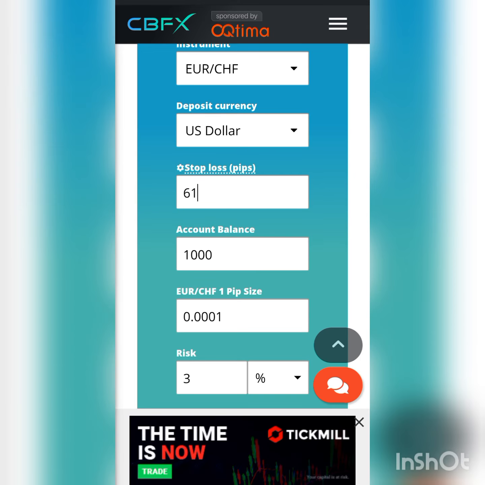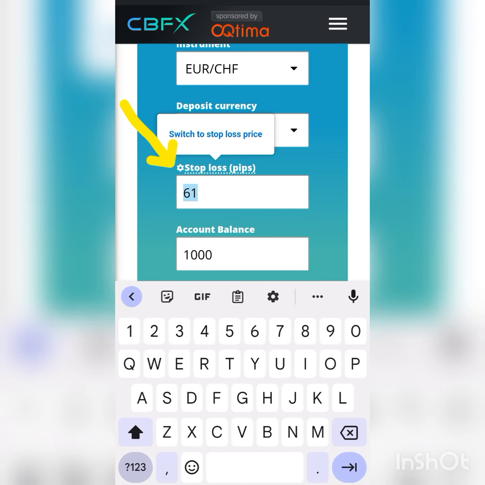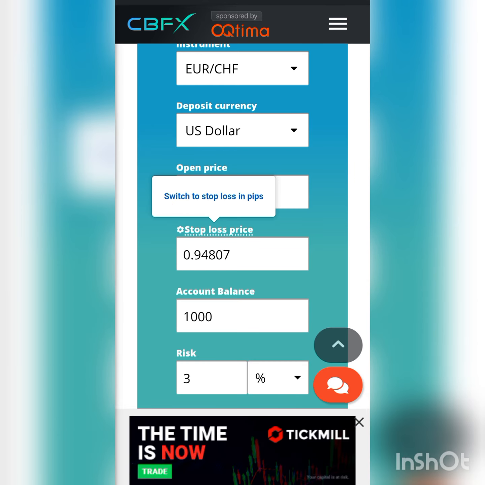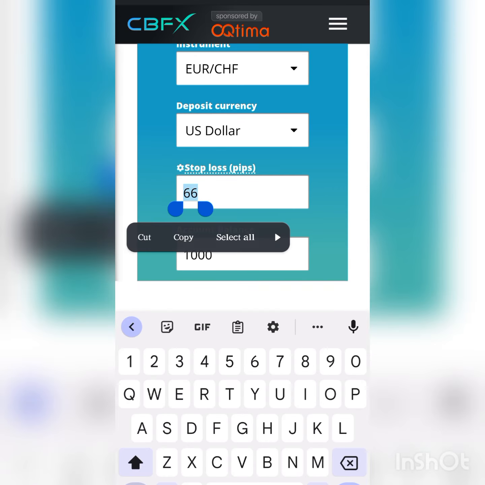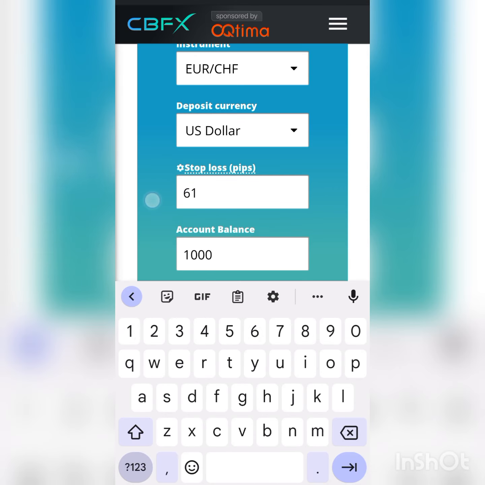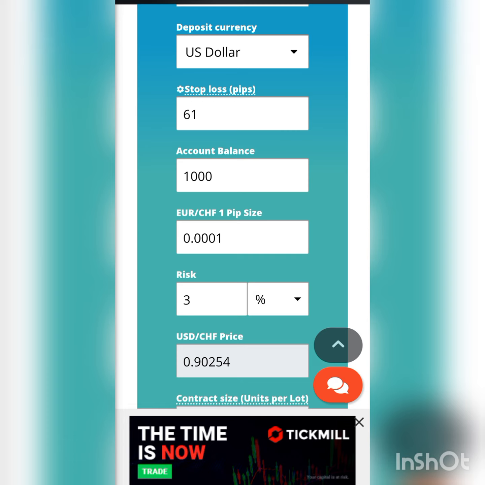Now, if you don't know how to calculate your pips, if you don't know how to identify the pips, you could just click this settings icon. It will switch for you to be able to input the open price and stop loss price. That's easier, but for this video we're going to be working with pips. So we said it's 61 pips. Now what is your account balance? What's the amount in your account? Let's assume your account balance is $1,000.